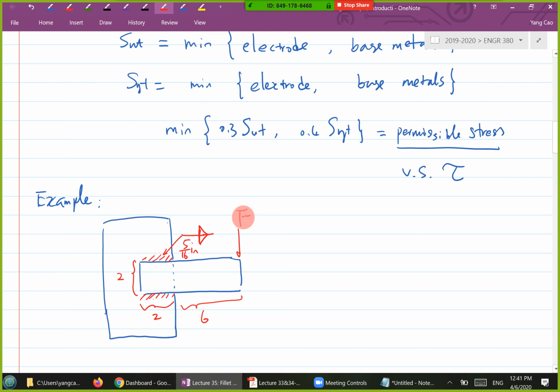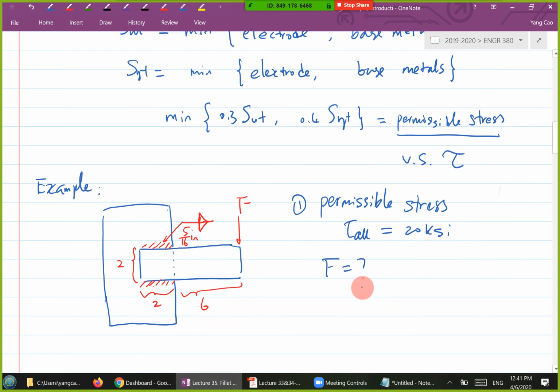Okay. All right. So there are two parts to the question. The first part is, let's suppose that you already know the permissible stress. The allowable one is 20 KSI, and we want to calculate the maximum allowable load F for this case.